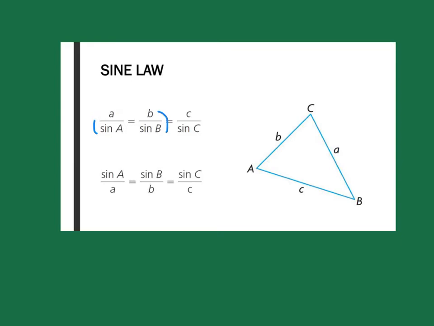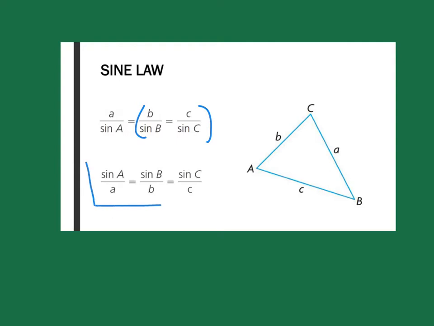or the ratio of B to sine B is equivalent to the ratio of C to sine C, or the third possibility is A over sine A equals C over sine C. So as long as you pair them up, it doesn't matter which sides and angles you're pairing up in that formula. You're just always going to use two of them, not all three at the same time.